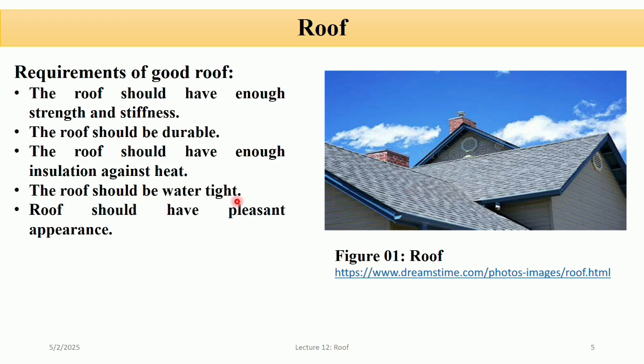The roof should be watertight. The roof must be completely leak-proof to protect the interior of the building from rain or snow. Proper slopes, good quality joints, and weather resistant material help achieve water tightness. A roof should have a pleasant appearance. Since the roof is a visible part of the building, it should have a design and finish that enhance the overall look. Color, shape, and texture should match the building architecture and surroundings.